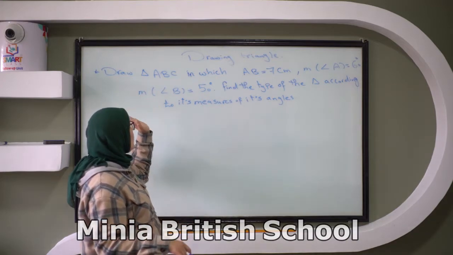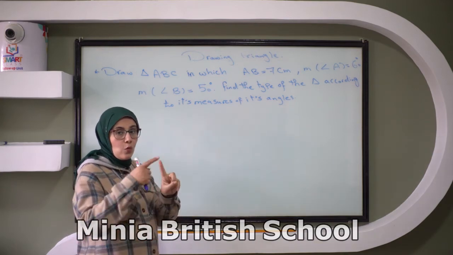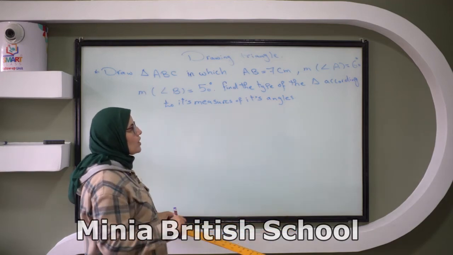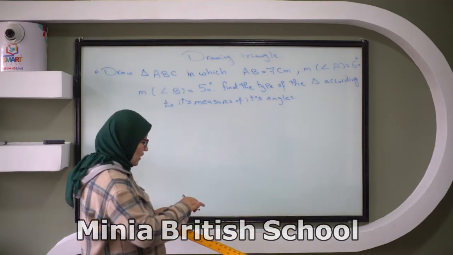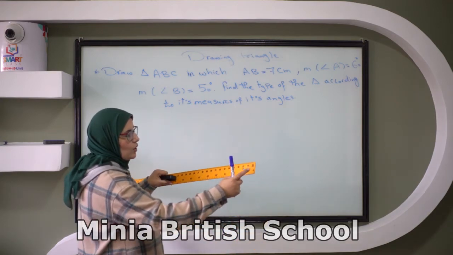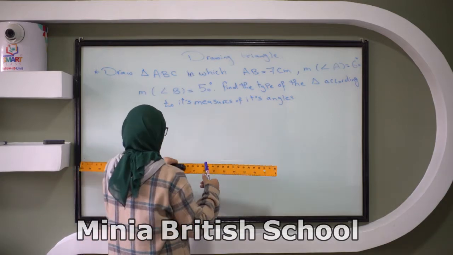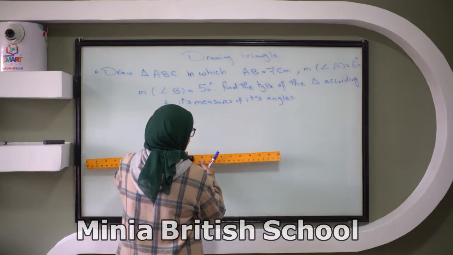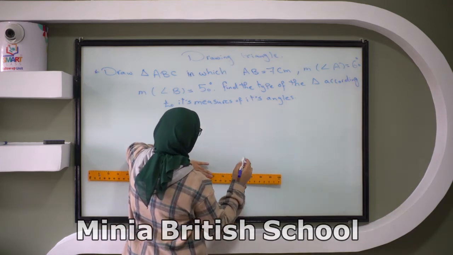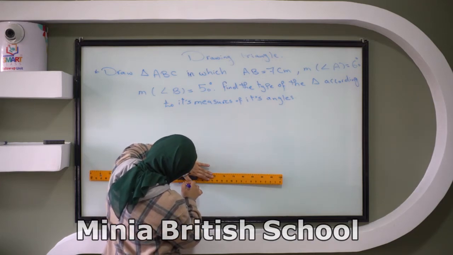But now we will start drawing this triangle. How do we draw a triangle when he gives you one side and two angles? So the first step, I will draw the side. The side here is 7 cm. Again, I will hold my ruler and start with 0, like this, from 0 till 7. But I will use another scale.